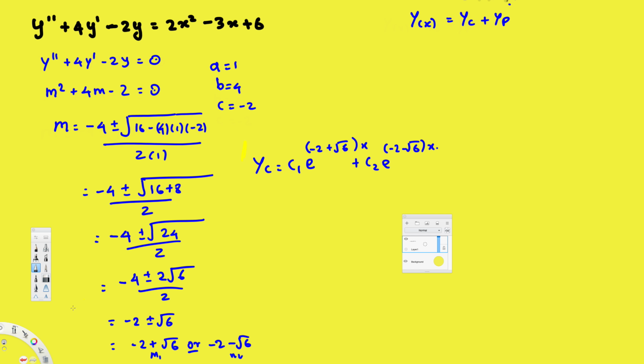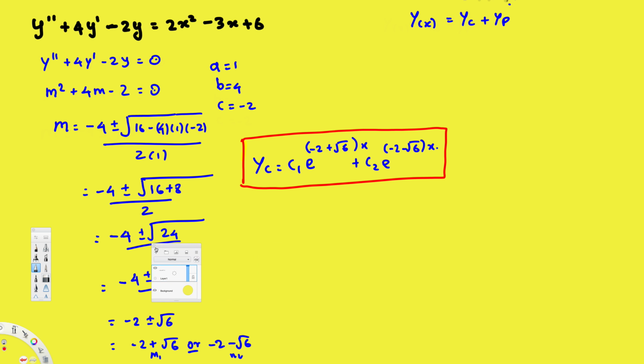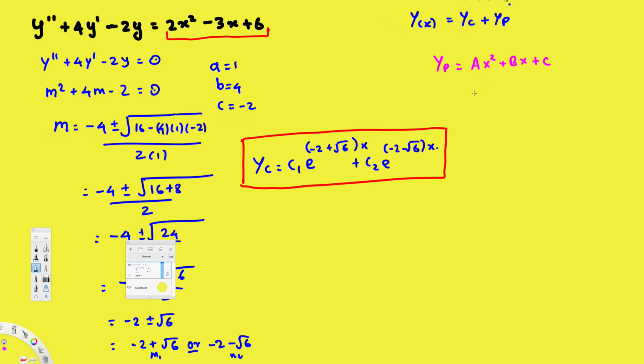Now the next step is we have to find the particular solution. To find the particular solution, we look at this g of x, the function after the equal sign, and we create an equation according to this. If it's linear, that's just ax plus b, but this is a polynomial, so we create an equation like ax square plus bx plus c. Let's say this is yp. We have to find the first derivative and second derivative, because we are going to plug them back into this equation.